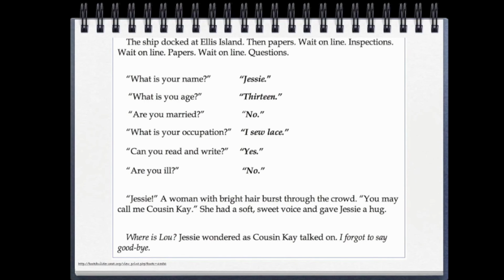The ship docked at Ellis Island. Then papers, wait online. Inspections, wait online. Papers, wait online. Questions. What is your name? Jessie. What is your age? 13. Are you married? No. What is your occupation? I sew lace. Can you read and write? Yes. Are you ill? No. Jessie! A woman with bright hair burst through the crowd. You may call me Cousin Kay. She had a soft, sweet voice and gave Jessie a hug. Where is Lou? Jessie wondered as Cousin Kay talked on. I forgot to say goodbye.